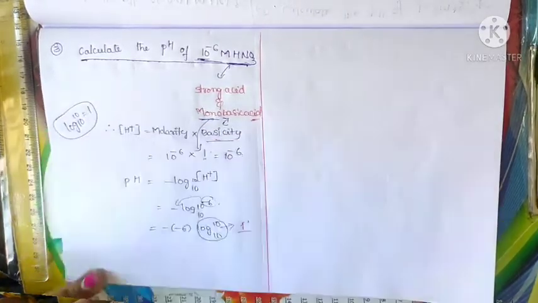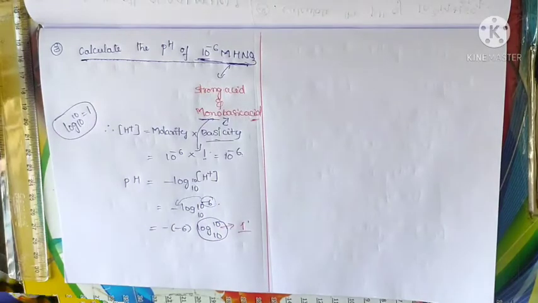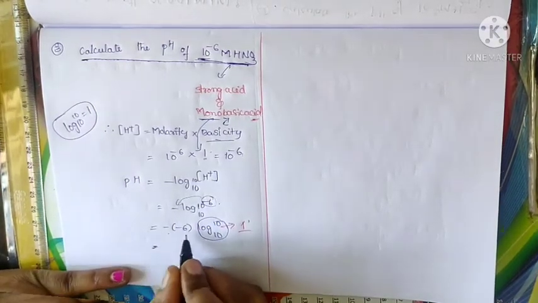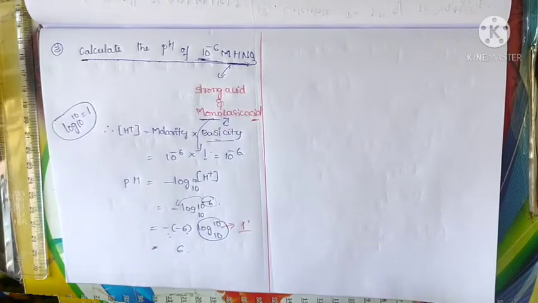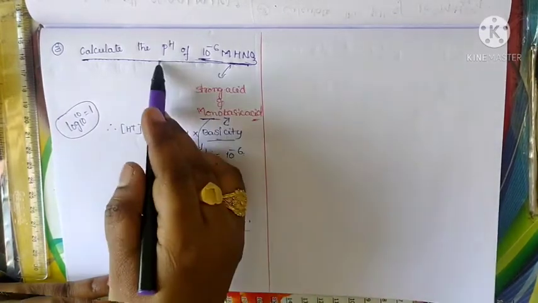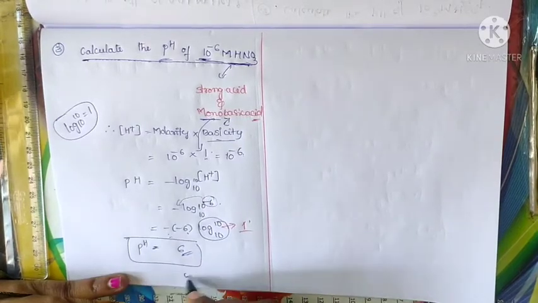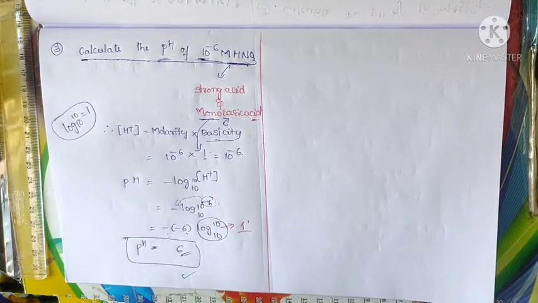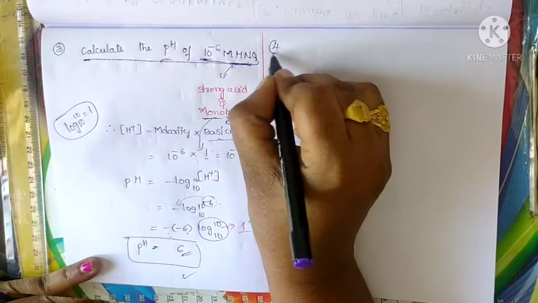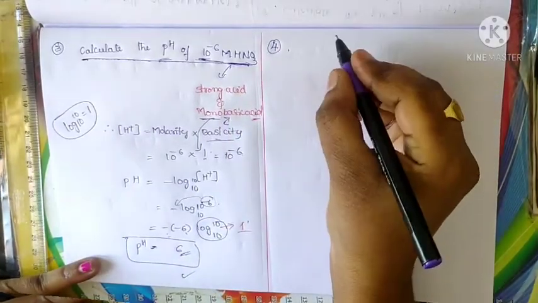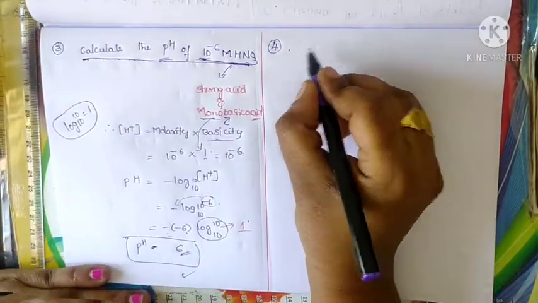Okay students, so the pH is 6. 6 is the pH of 10 power minus 6 molar HNO3. Okay students, understood? And the next problem is like this.